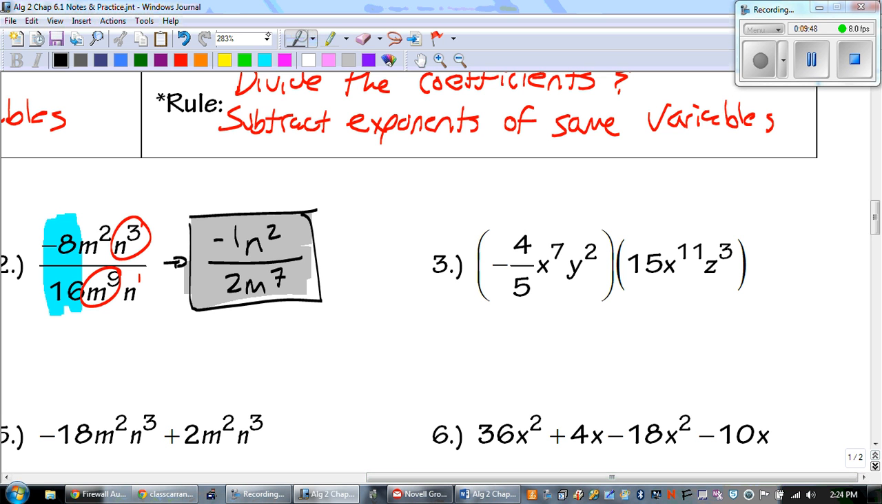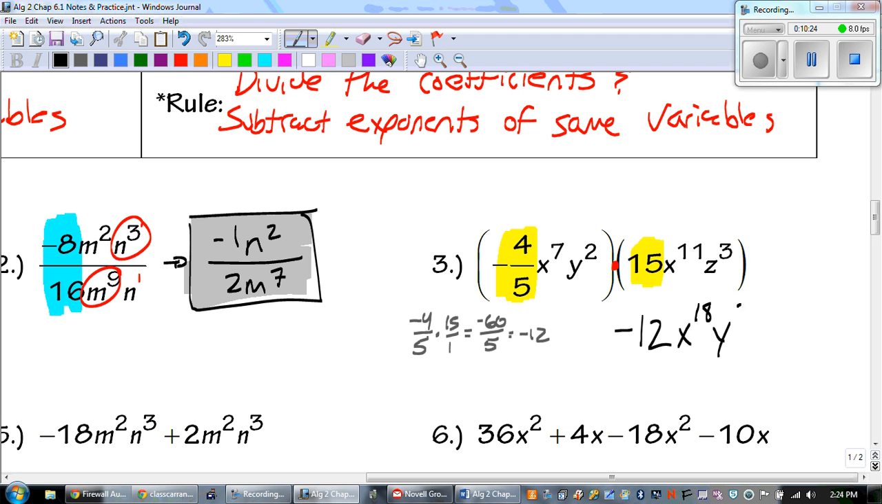Okay, what operation do we have here? Parentheses means multiplication. Okay, so once again, we need to multiply our coefficients. So negative 4 over 5 times 15 over 1. I'm just going to multiply straight across, negative 60 over 5, which gives us negative 12. So we have negative 12, and then I'm going to add my exponents. We get x to the 18th.